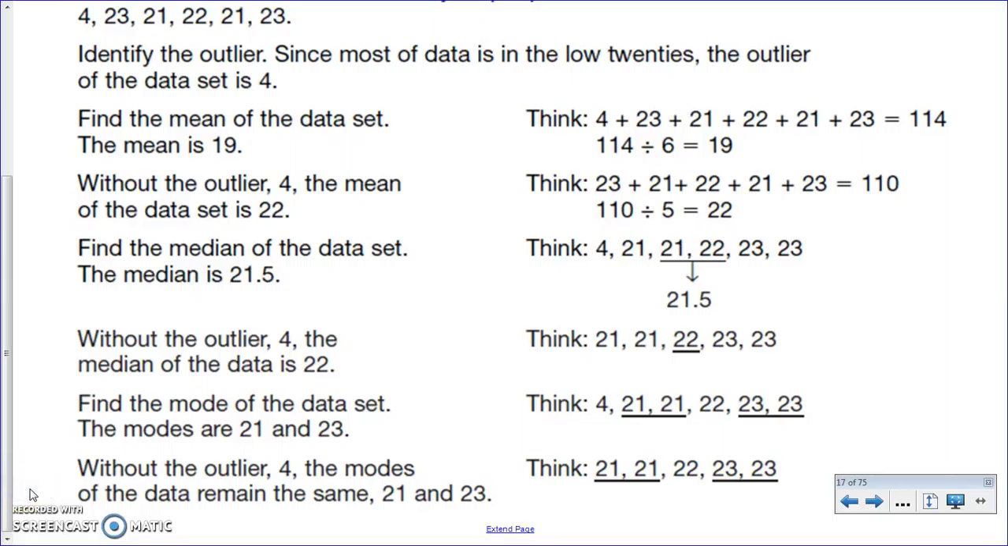Finally, we find the mode of the data set. 21 and 23 show up twice, so they're both the mode. Without the outlier of 4, the modes of the data remain the same. So in this case, it doesn't change the mode at all.